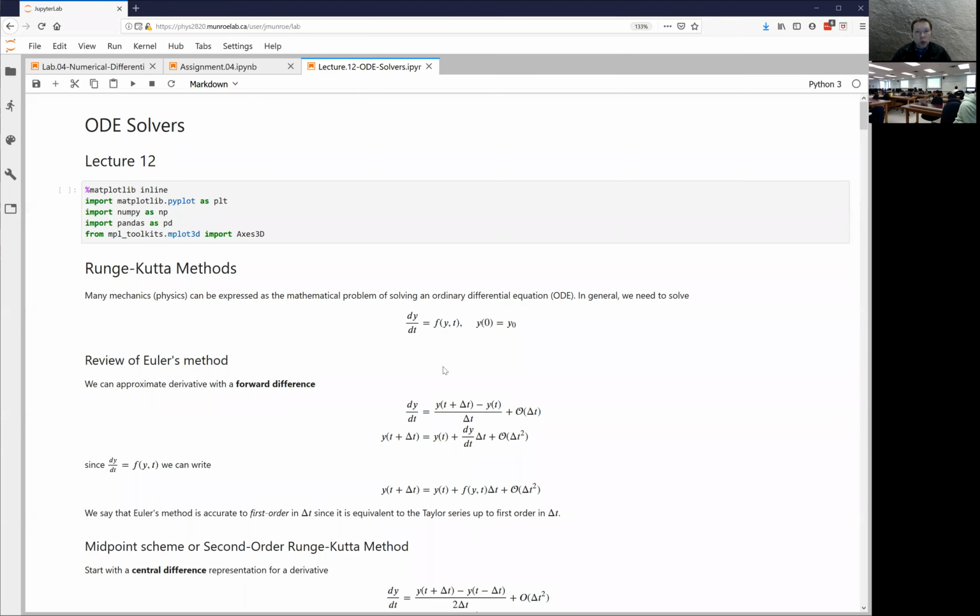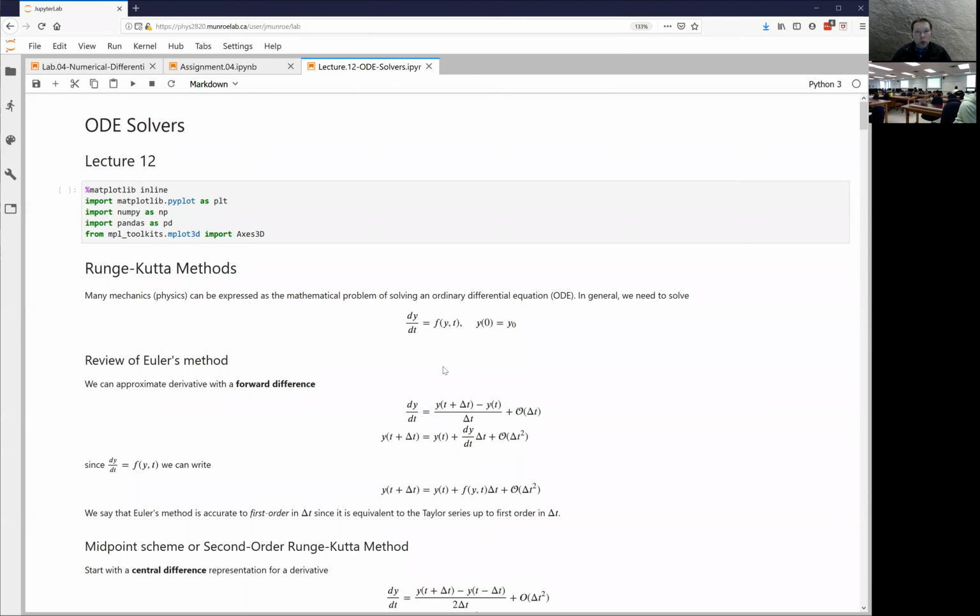Euler's method can be derived by using a forward difference approximation. We talked last week about how to approximate derivatives numerically, and we said one way of doing it is to rewrite a derivative as its forward derivative. So that is to say that we can take a derivative and approximate it as y of t plus delta t minus y of t divided by delta t. If you look at this expression, we also know that this is accurate up to order of delta t. That is, the error is proportional to delta t.